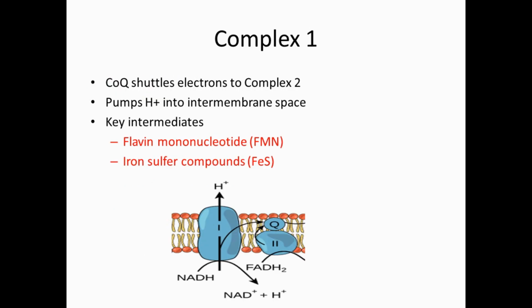So coenzyme Q shuttles electrons to complex 2, which come from complex 1, which pumps hydrogen into the intermembrane space, and the key intermediates for transferring those electrons are flavin mononucleotide and iron sulfur compounds.